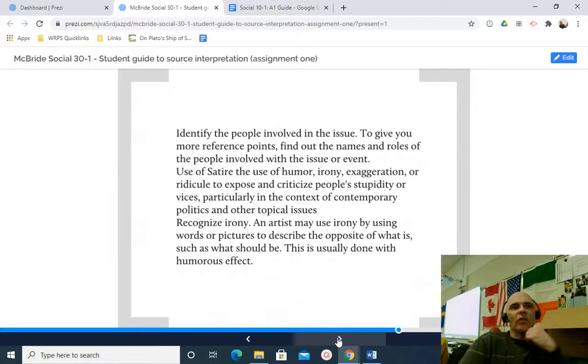Identify the people involved in the issue. To give you more reference points, find out the names and roles of the people. Maybe use of satire, the use of humor, irony, exaggeration. Recognize irony. An artist may use irony by using words or pictures to describe the opposite of what is, such as what should be.